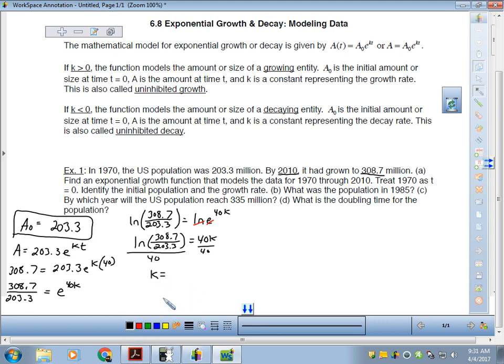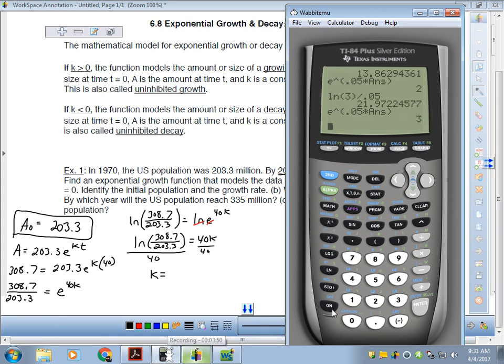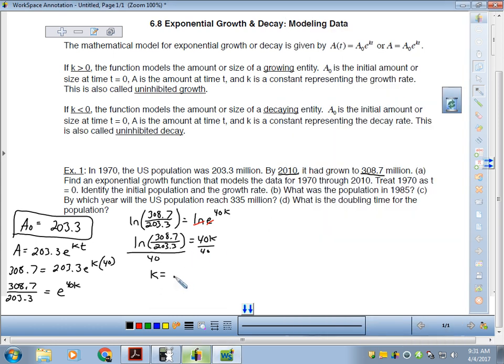So k equals, in my calculator, I have the natural log of 308.7 divided by 203.3, and then I'm taking that natural log and dividing it by 40, so there's my k, 0.010. So that's my growth rate. And so that means my equation is going to be A equals 203.3 e to the 0.010t.